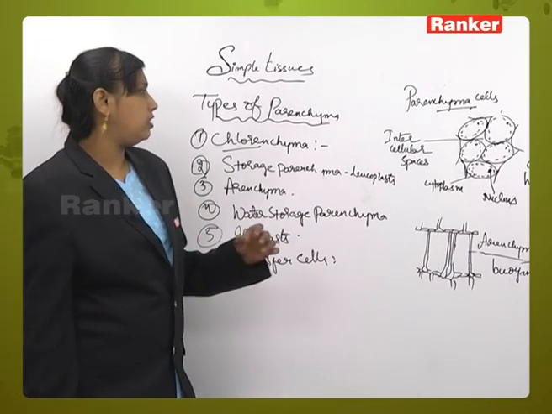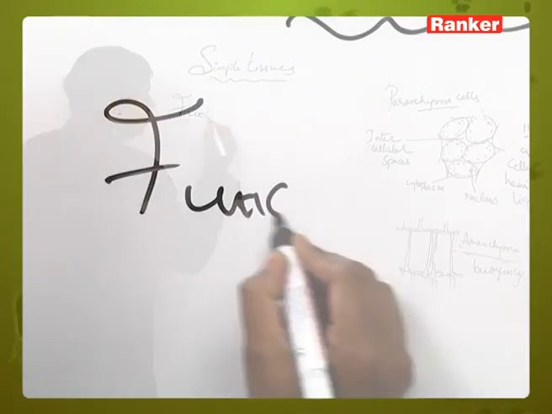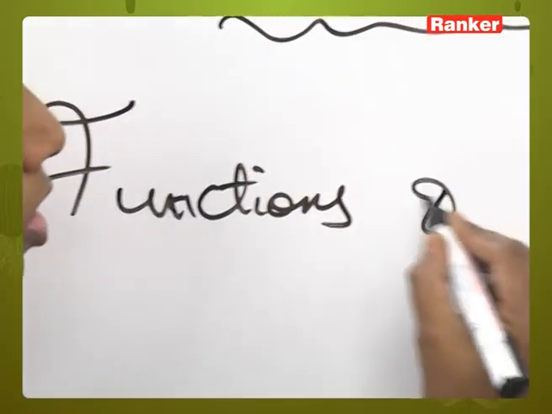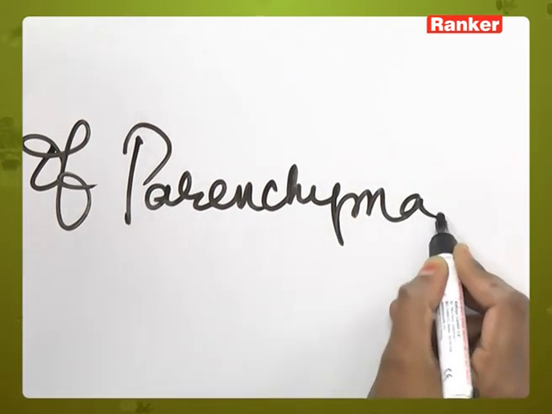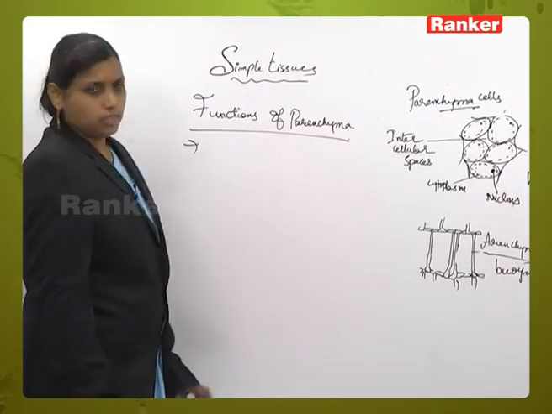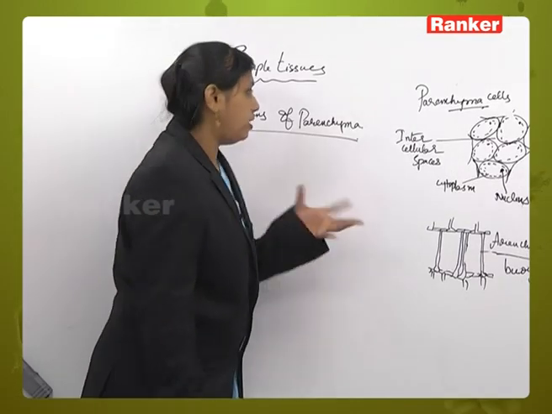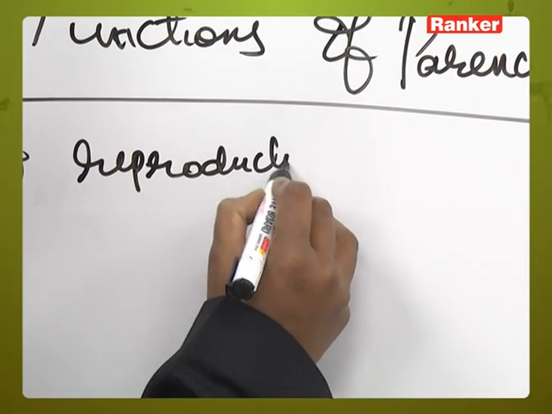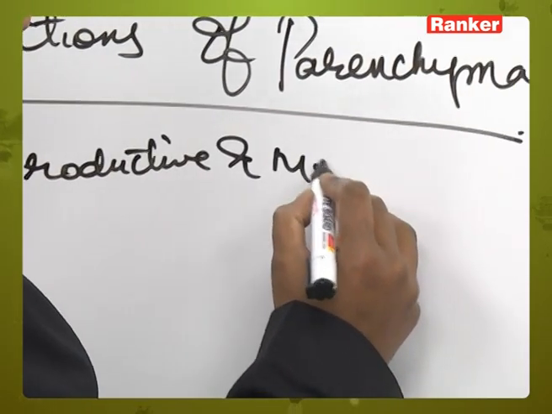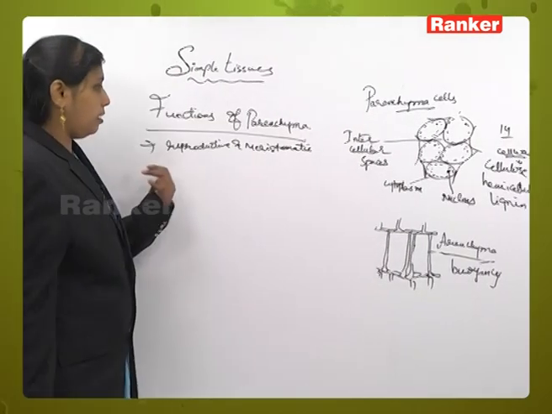Now, next we will deal with the functions of parenchyma. The first and the basic function: all the reproductive tissues and all the meristematic tissues are made up of parenchyma.